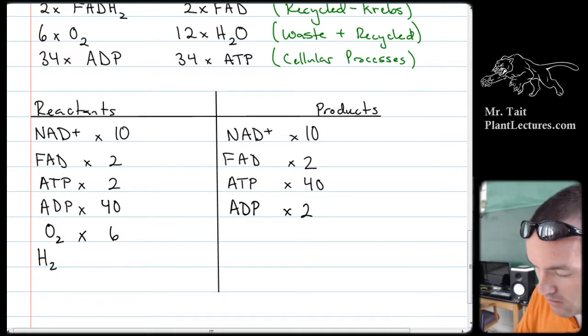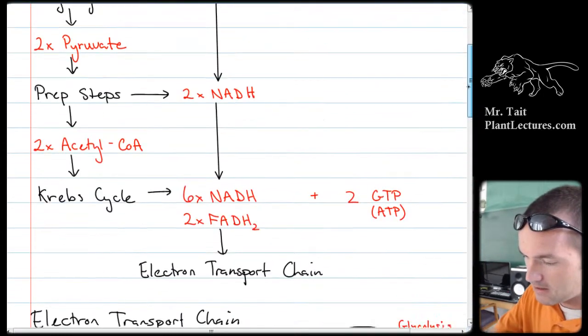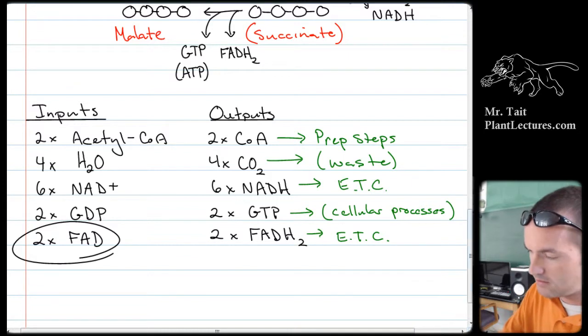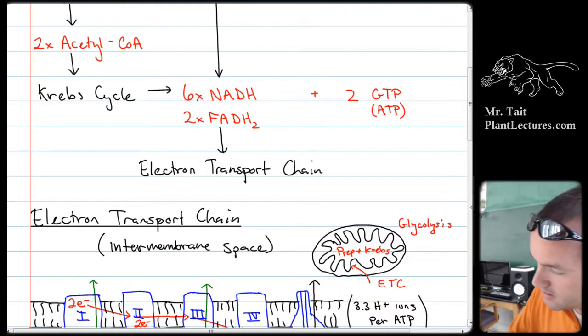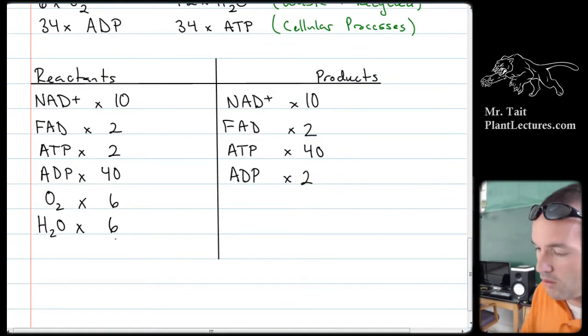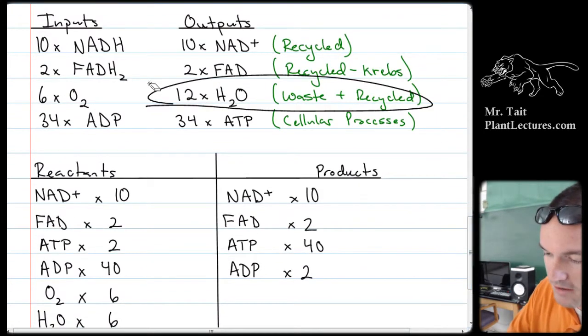What about water? Where do we have water as a reactant? Krebs cycle. How many waters in Krebs? 4. How many waters in prep steps? 2. So that's a total of 6. So we'll have 6 waters. How many waters do we produce? Here, 12, right?